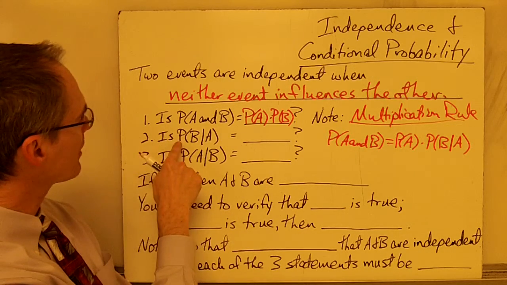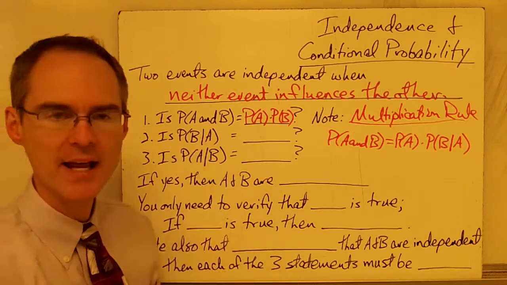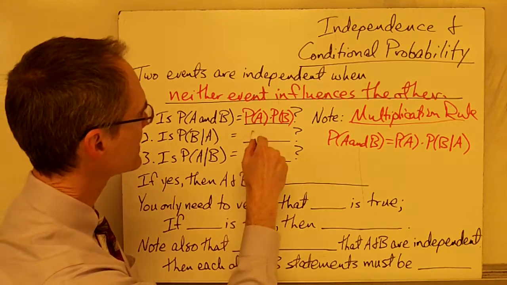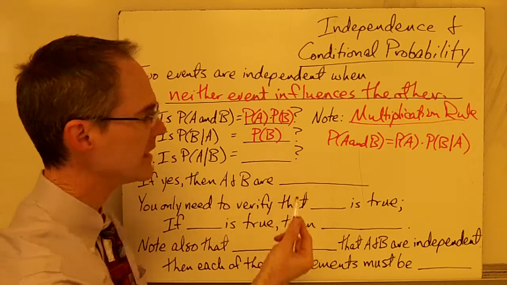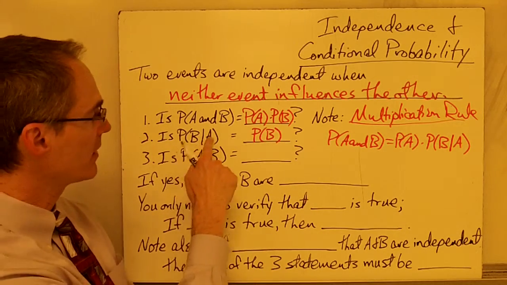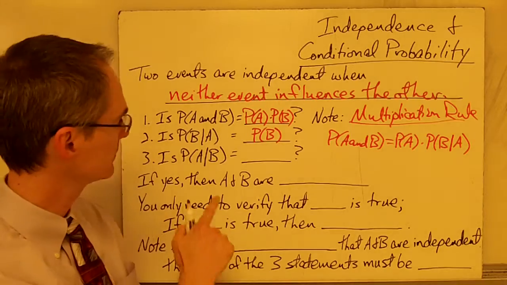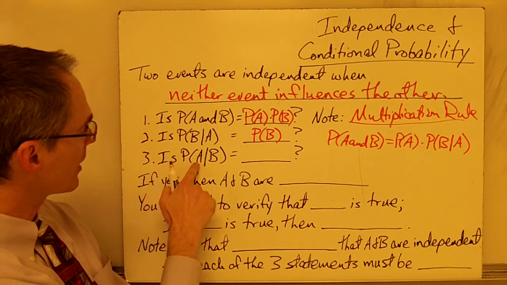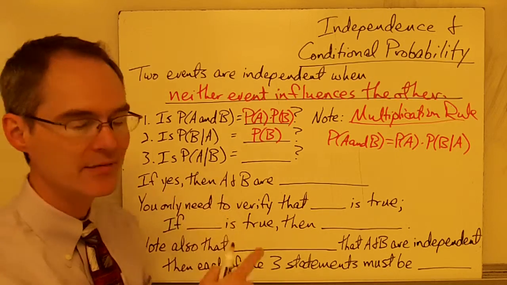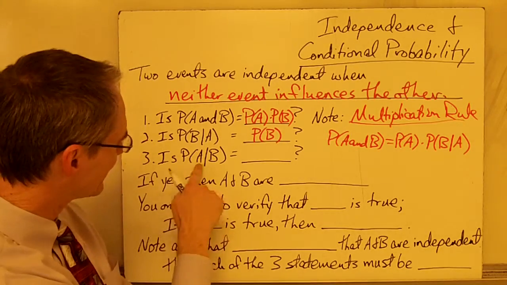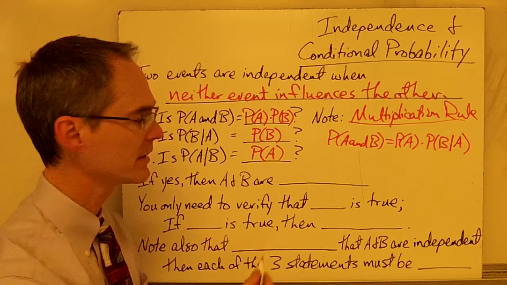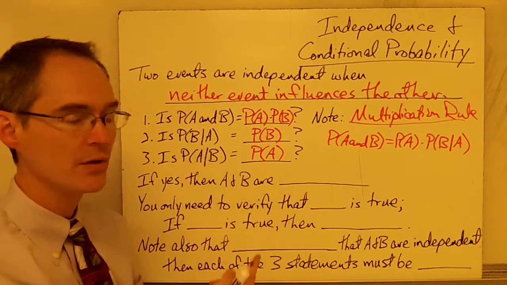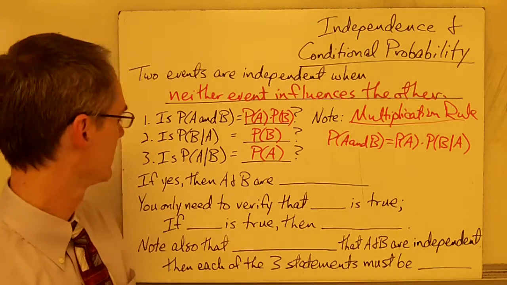Now, another test that I could use to see if two events are independent is if the probability of B, given that A has already happened, is equal to just the probability of B, then I know that events A and B must be independent. In the same way, if the probability of event A, given that event B has already happened, is equal to just the probability of A, well then I know the events are independent.